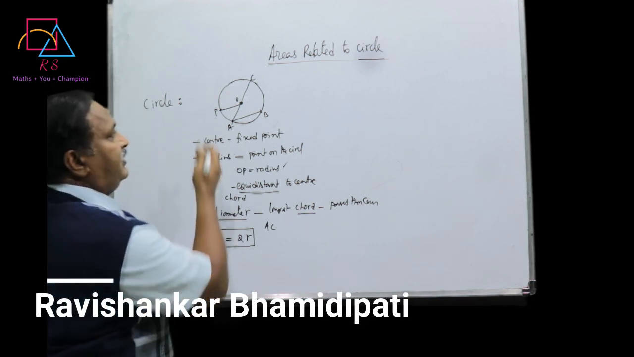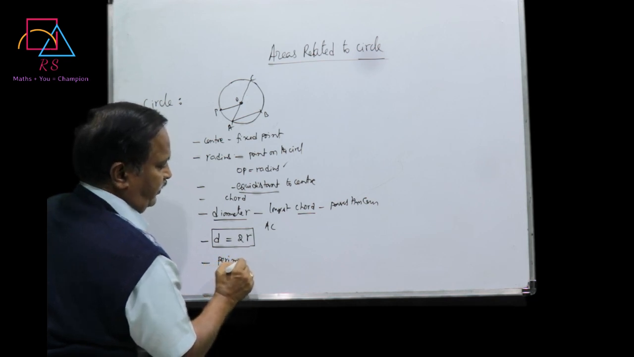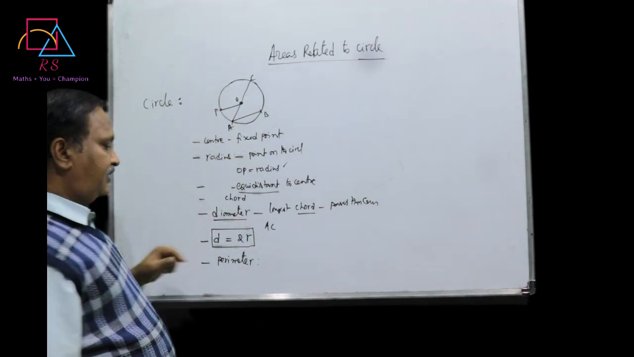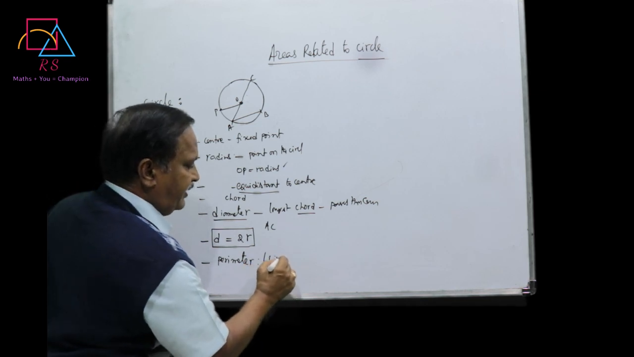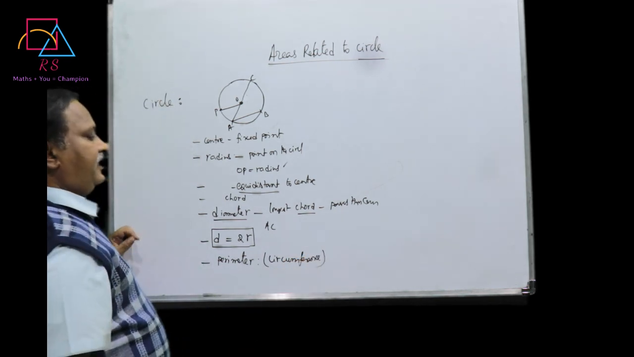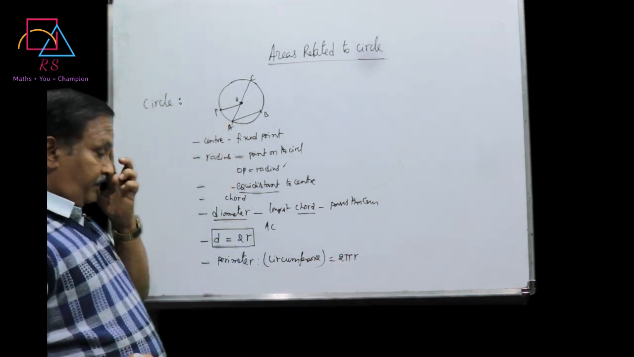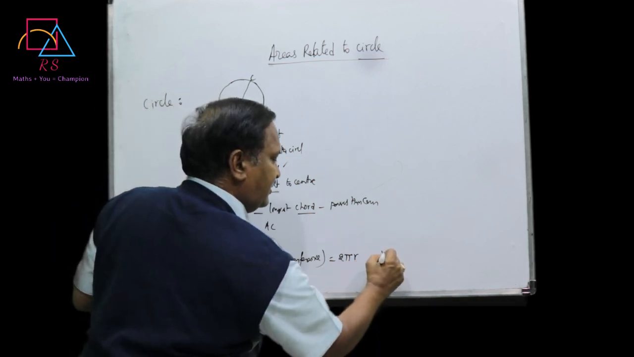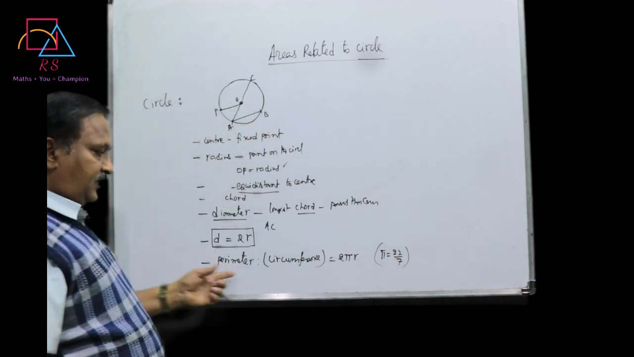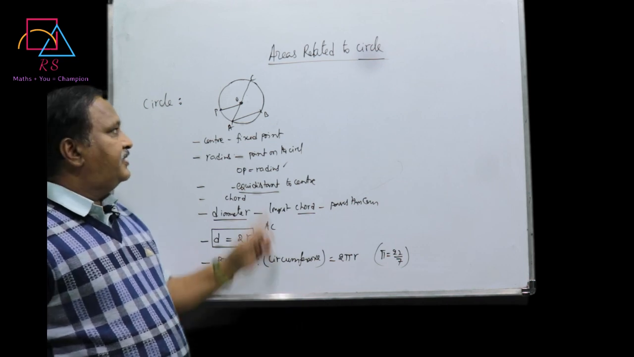And after that, it is a closed figure, so you should know perimeter. Perimeter is nothing but the length of the boundary. Here the boundary is a circle, so we use a separate word for perimeter, circumference. The circumference of the circle we get using the formula 2 pi r. Pi is a Greek letter, and pi is nothing but 22 upon 7. So this is circumference. Perimeter, circumference; a better word is circumference.